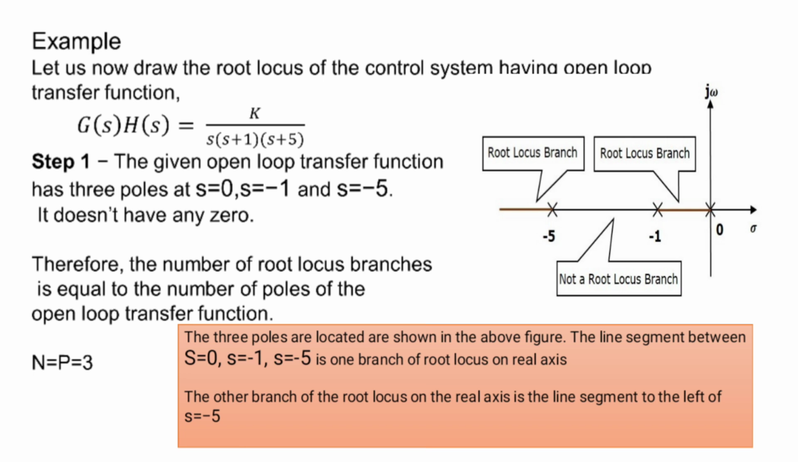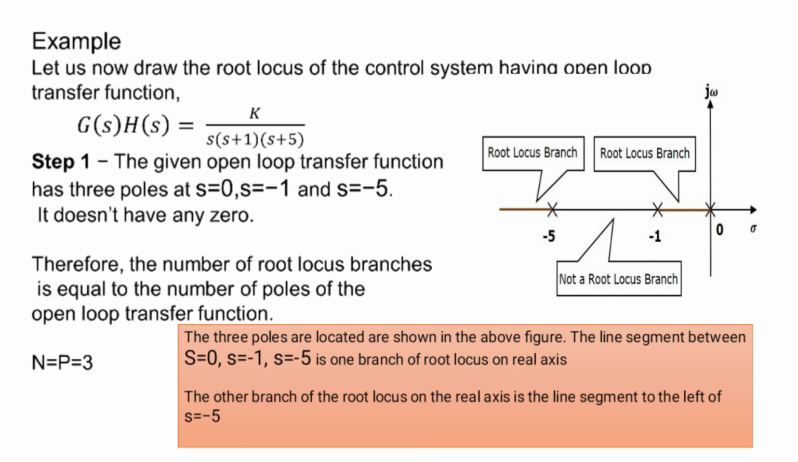So now let us discuss the root locus method, the construction of root locus with an example. Let us now draw the root locus of the control system having the open loop transfer function G(s)H(s) equals K divided by s times (s plus 1) times (s plus 5). Step 1: the given open loop transfer function has three poles, that is s equals 0, s equals minus 1 and s equals minus 5.